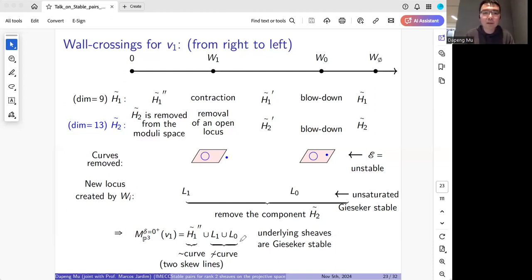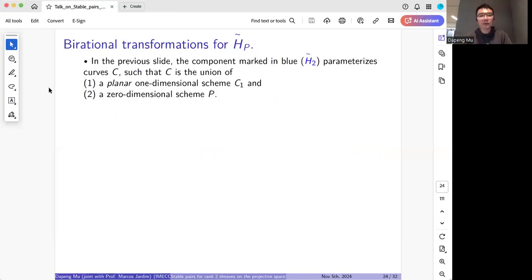Okay, so this is a complete wall crossing. Next, I'm going to generalize the result for this component. This is our third main result, some birational transformation for one component. Let me start with some settings. This component marked in blue actually parameterizes some planar curves with some points. I will call this component HP.